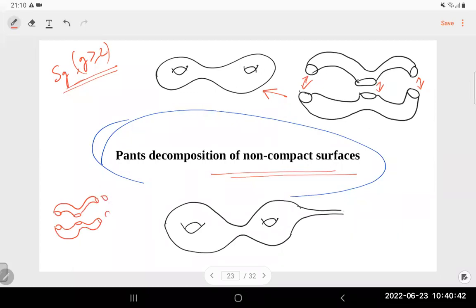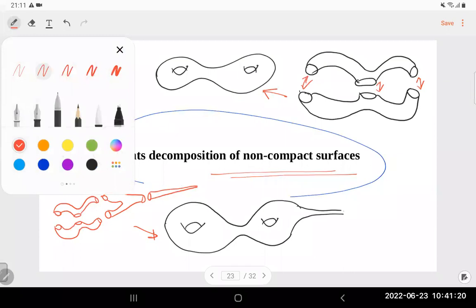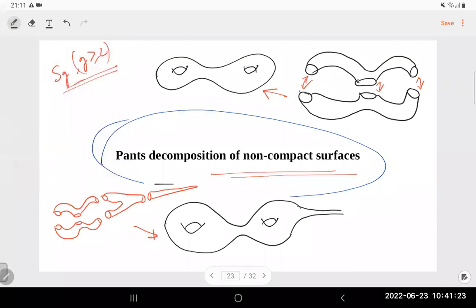And you need to use another pair of pants. And now you need to use one punctured disc. Okay, so I'm using three pairs of pants and one punctured disc for this surface. This is the pants decomposition. So in case your surface has planar ends, you can't expect that your surface can be decomposed using only pairs of pants. This is impossible. In case of planar ends, you need to use one punctured disc. Yeah, this is the one punctured disc.